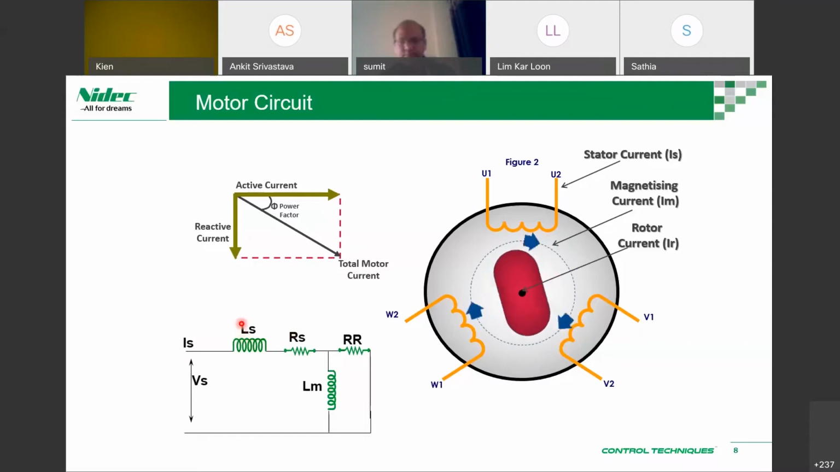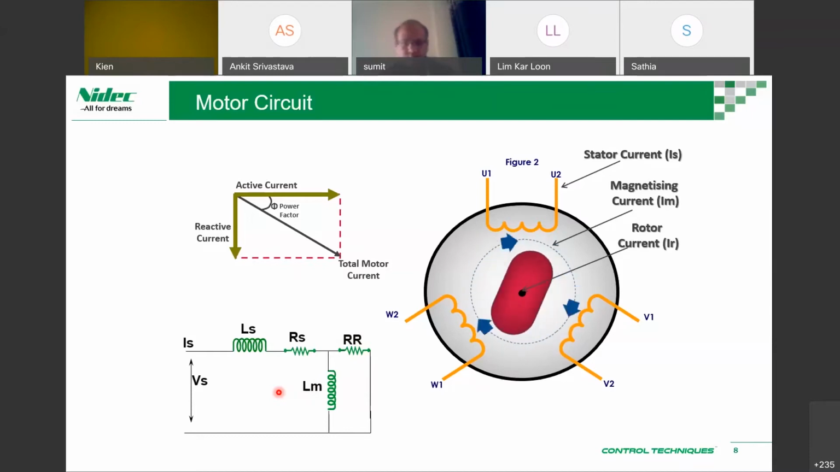We have the inductance of the stator. So we have the stator coils here. Then we have the resistance of the stator. This is basically a copper cable or copper wire, which should have a resistance. Then we have rotor resistance, RR, from the rotor itself, and then we have magnetizing inductance. So these factors would basically determine how much current is needed to actually move the load.